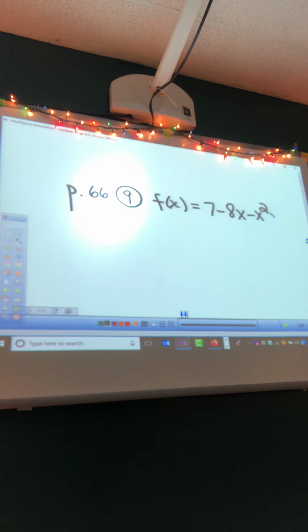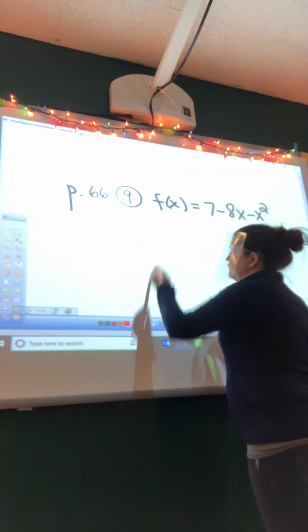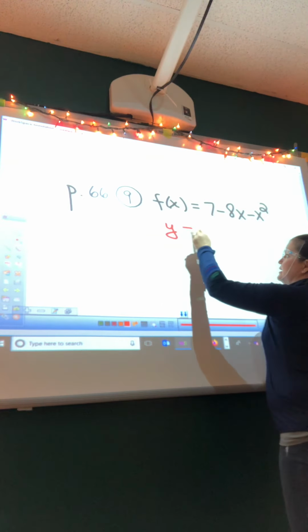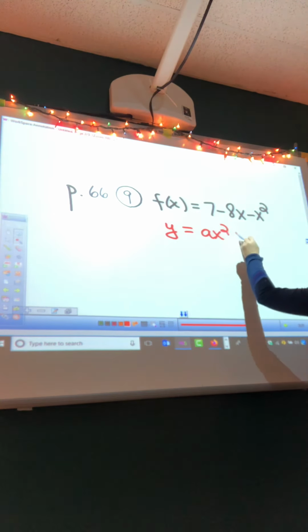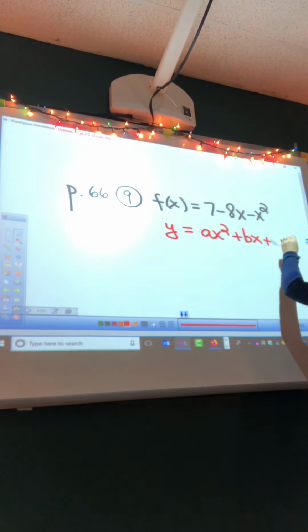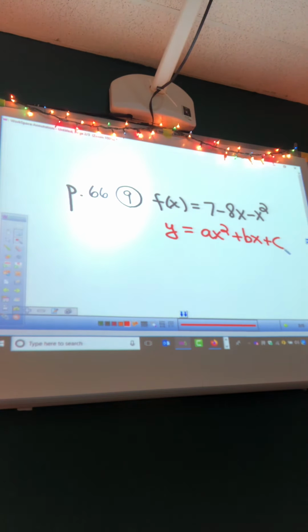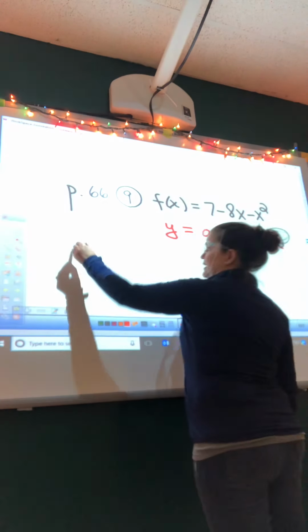Okay, the directions did read, graph the function, label the vertex and axis of symmetry. Well, this is not in vertex form, is it? So this goes back to where we have that other form, which is standard form, y equals ax squared plus bx plus c. So this goes back to when we first started this new section where we weren't using Desmos and we found the vertex. We had a formula. Does anybody remember or look up that formula? What's the formula for my vertex?